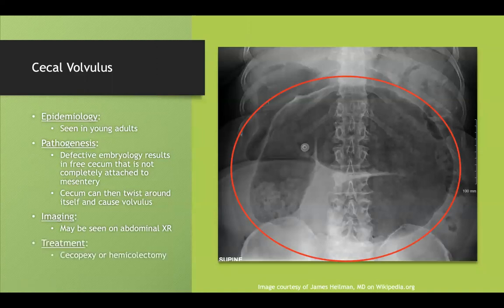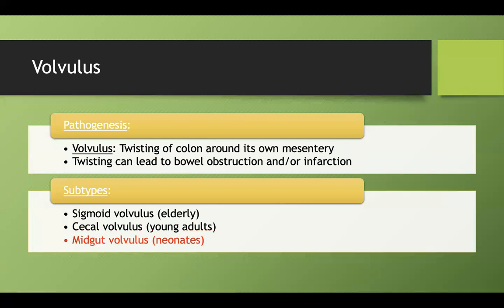And the same thing, you can treat it. You either have to remove part of the colon with a hemicolectomy, or if you can reverse this torsion, you can actually attach the cecum back to a wall so it doesn't twist on itself in a procedure called a cecopexy.